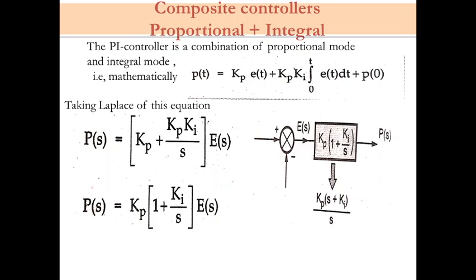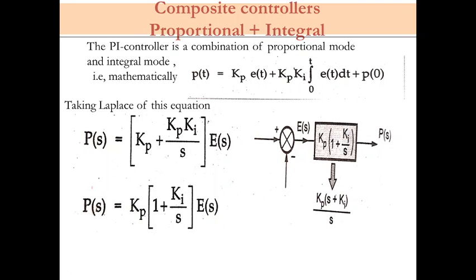So mathematically we can express the controller, where P of t is the output. This portion is for the proportional controller and this portion is for the integral controller. Here in the integral portion, P of 0 is the initial value of the output at t equal to 0.